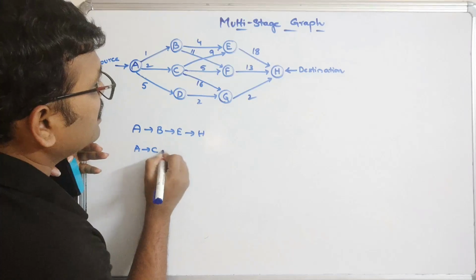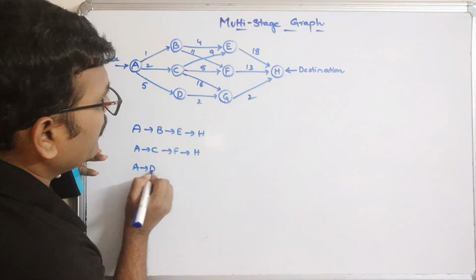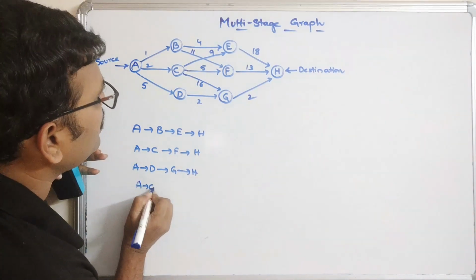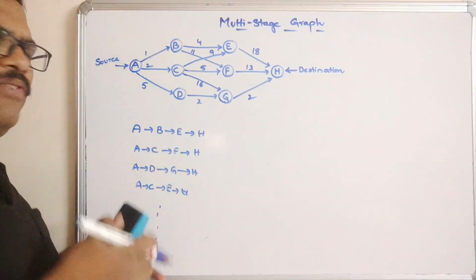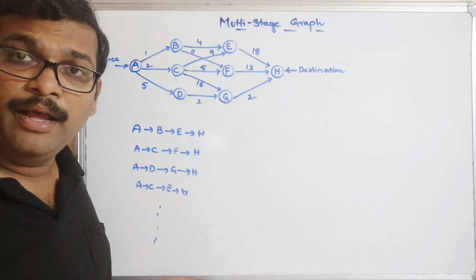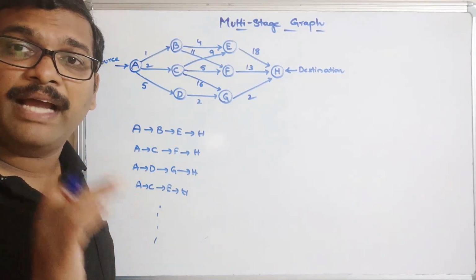A to C, C to F, F to H. A to D, D to G, G to H. Similarly, A to C, C to E, E to H. So like this, we will be having a lot of solutions, a lot of possible paths, right? But we are supposed to select the path with an optimized route.